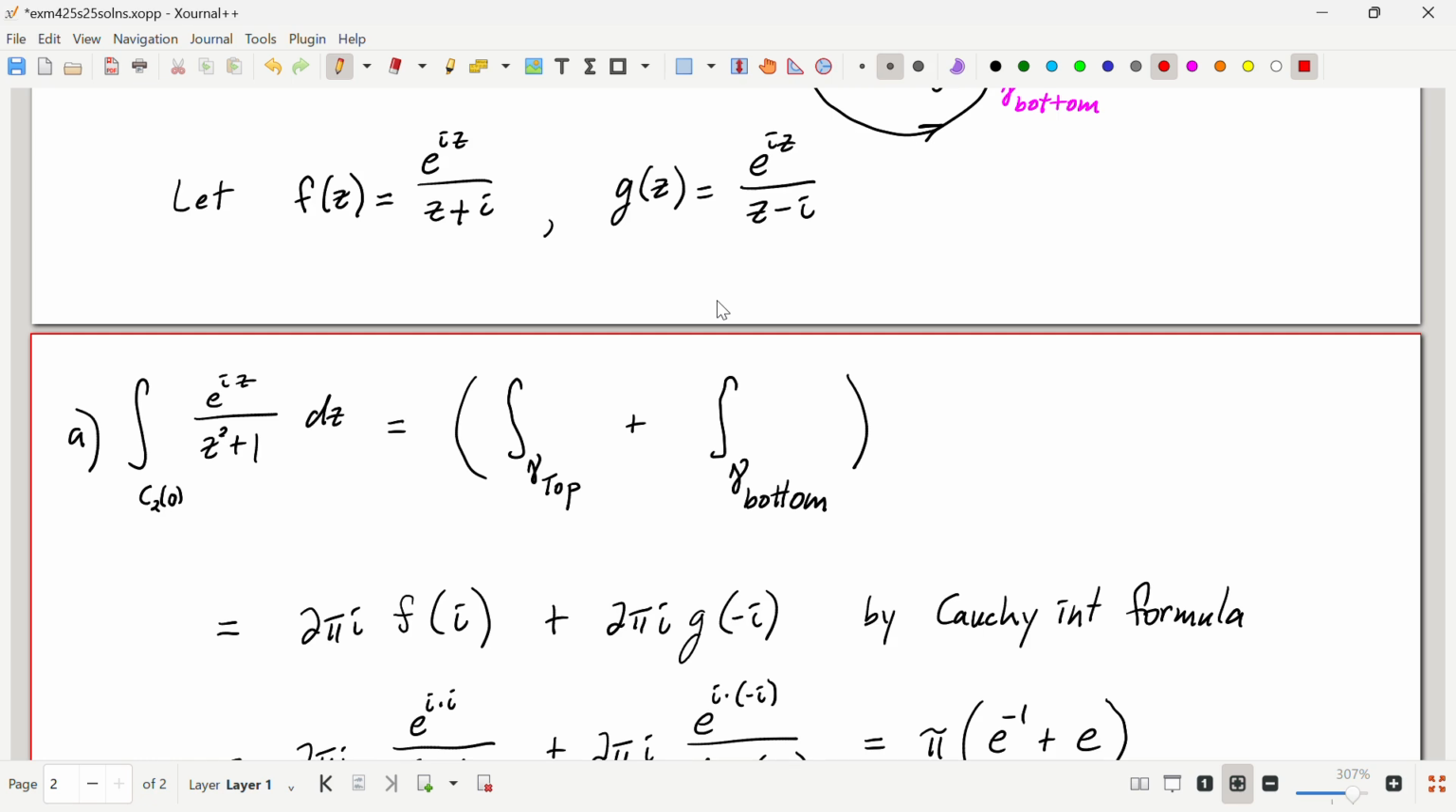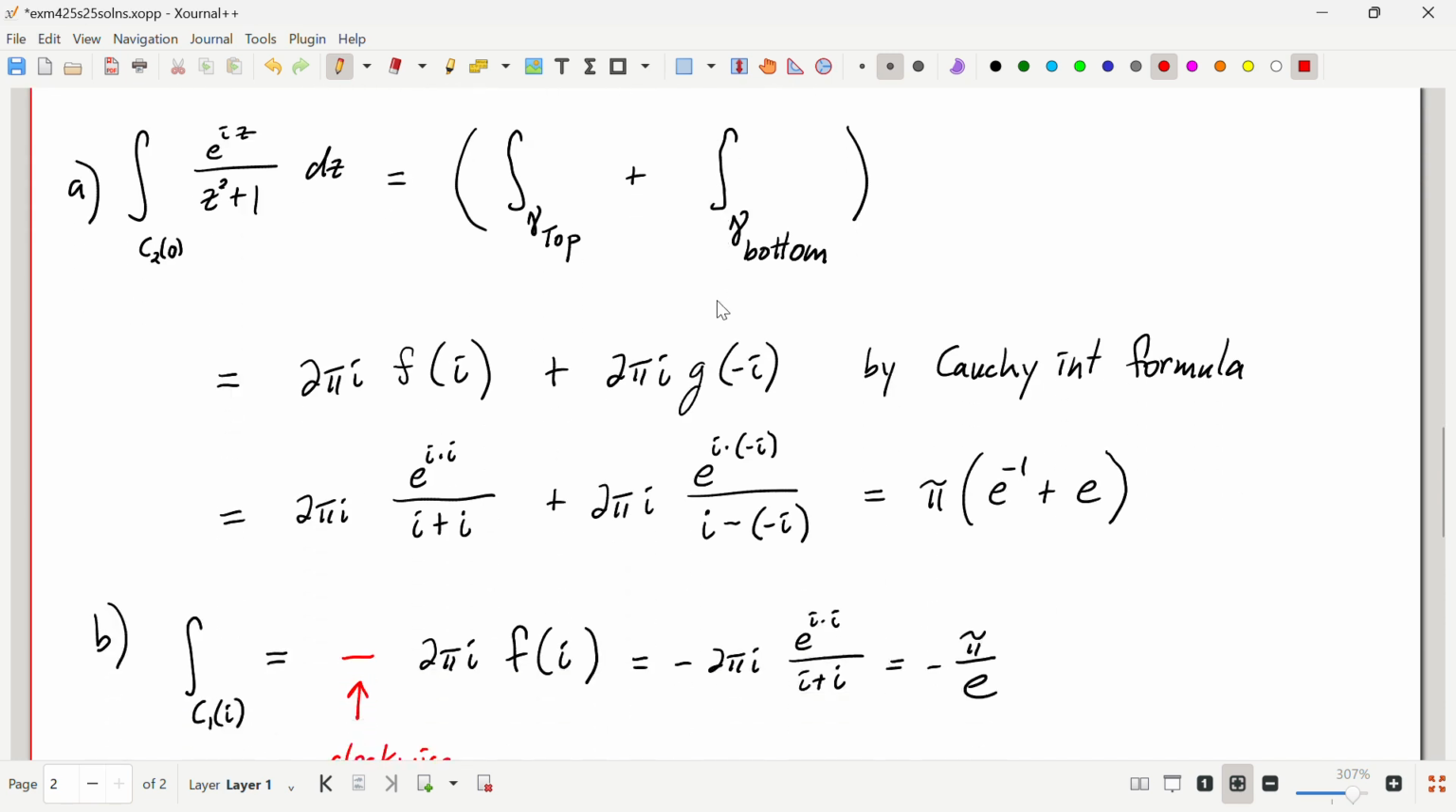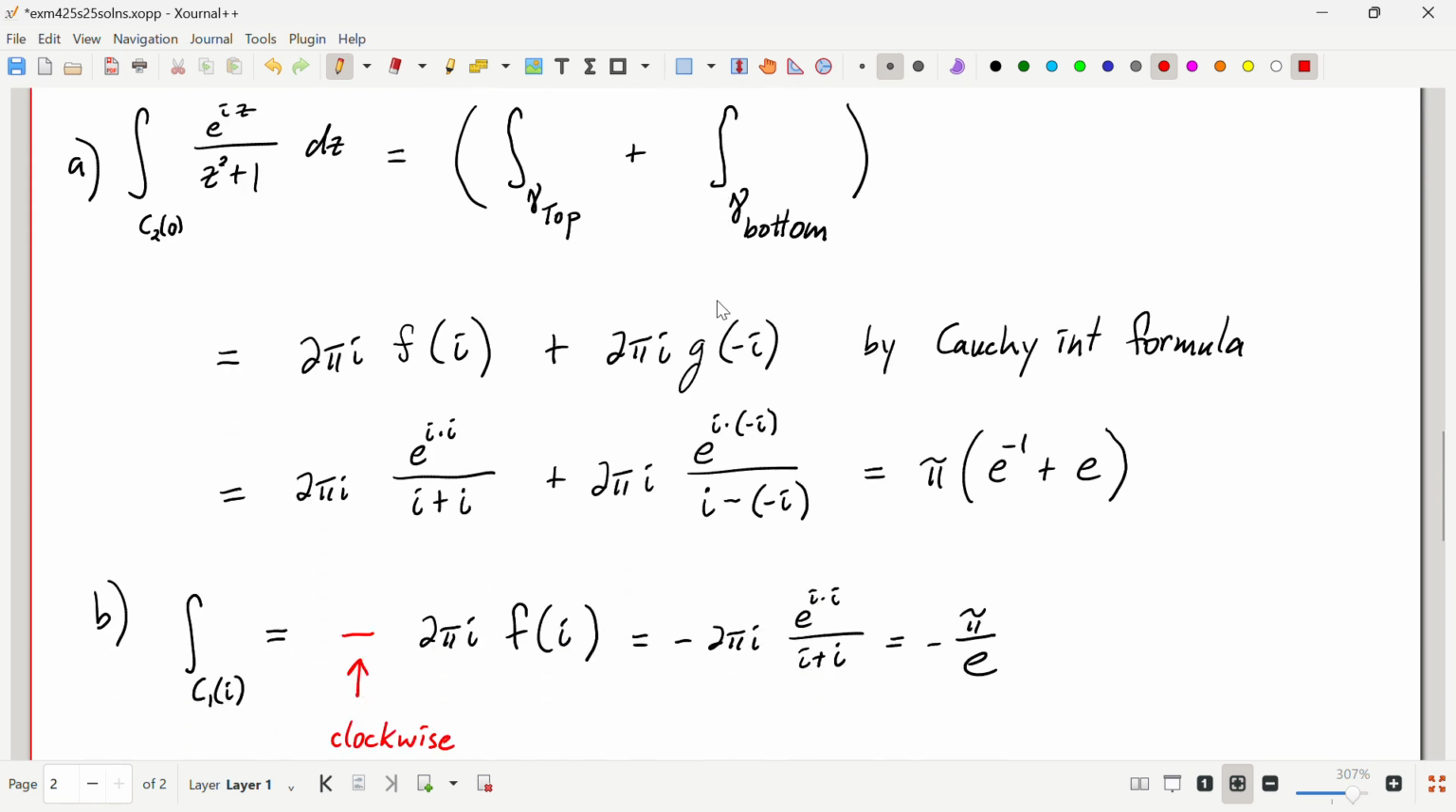And so you get 2 pi i times f of i on the top half and 2 pi i times g of minus i on the bottom half. Most people got that right. Another way to do it is partial fractions. I'll mention that at the bottom here in a second. Questions about part A? I think that's the easiest way to do it.